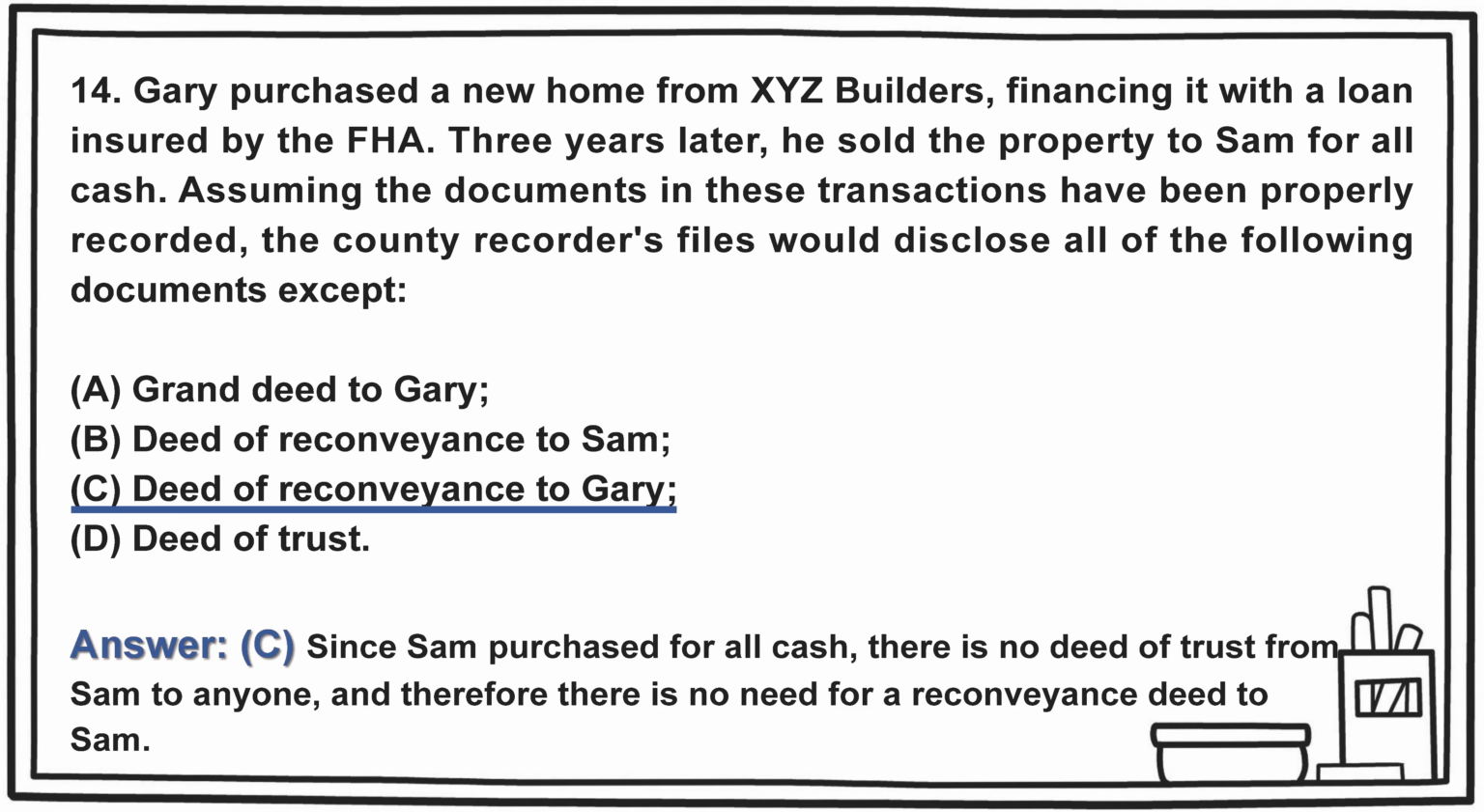Answer: C. Since Sam purchased for all cash, there is no deed of trust from Sam to anyone, and therefore there is no need for a reconveyance deed to Sam.